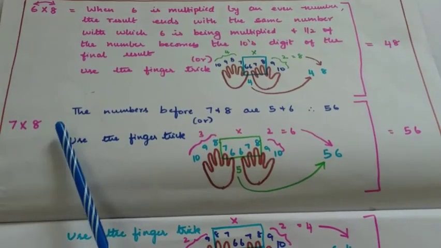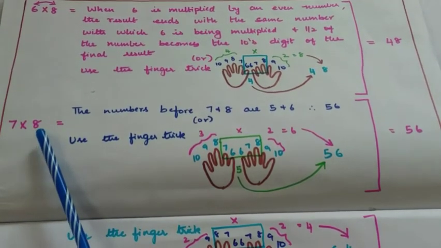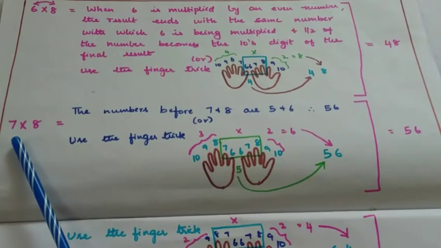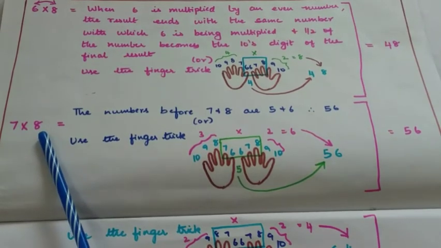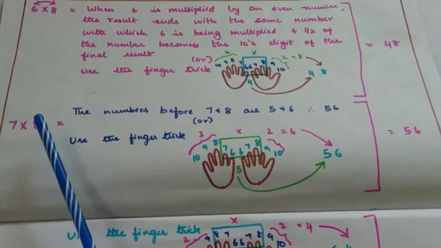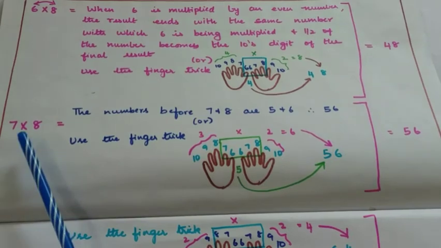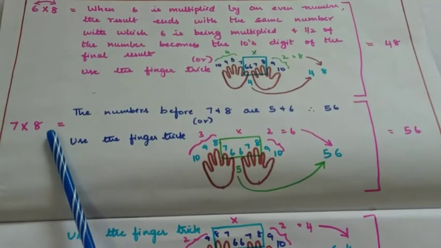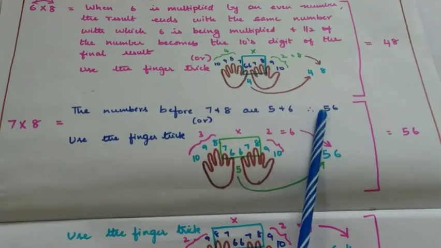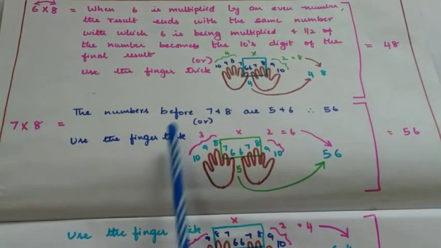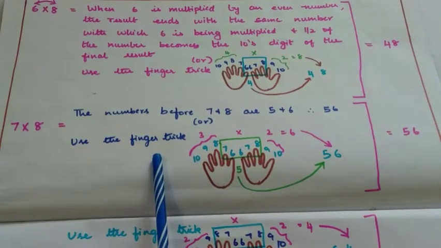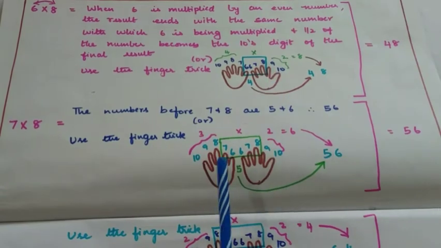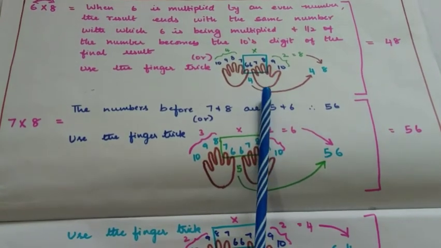There is a simple trick to remember this particular row of table 8. The numbers before 7 and 8 are nothing but 5 and 6. Therefore, if you just remember the concept of just before, you can easily remember this row 7 into 8, which is nothing but 56. Or you can use the finger trick again where you need to follow the similar procedure that I have explained for the row 6.